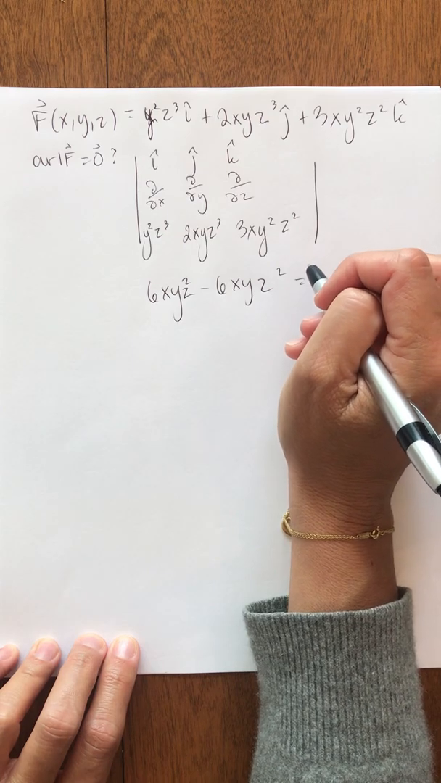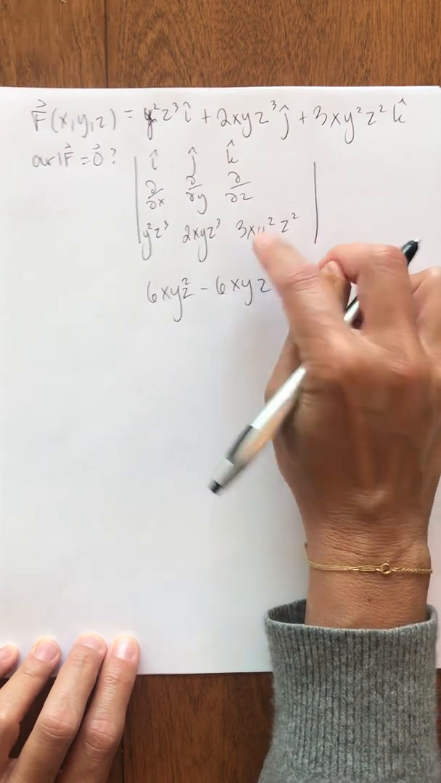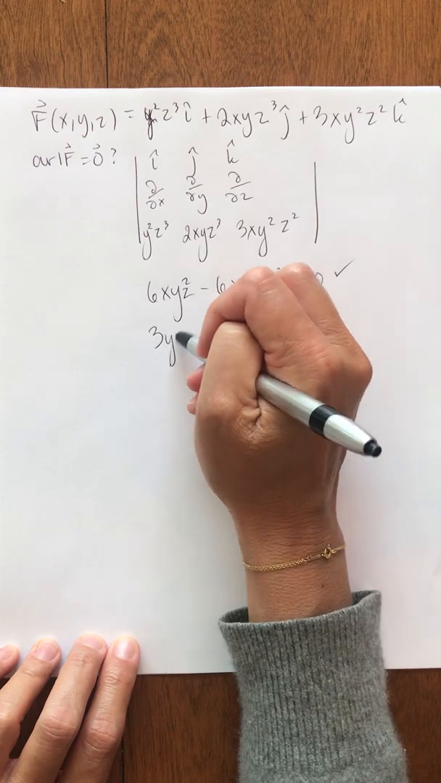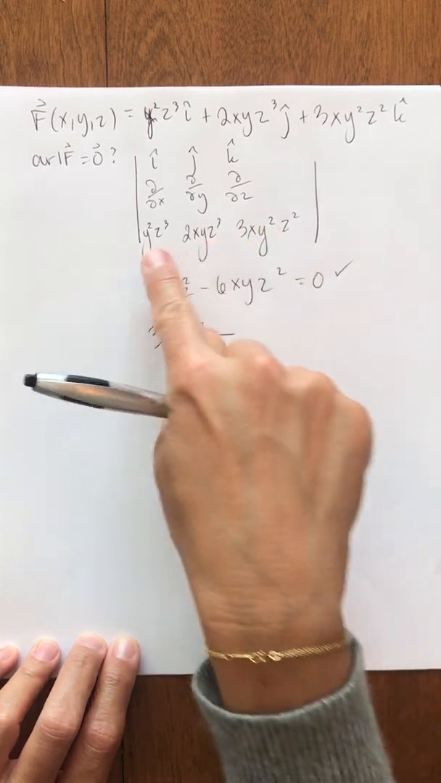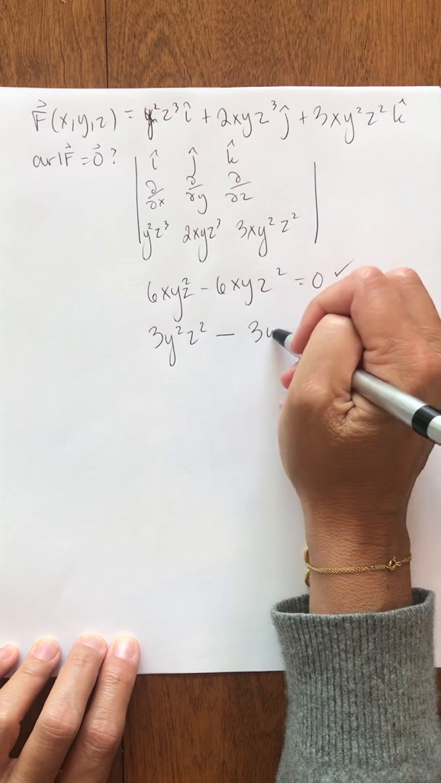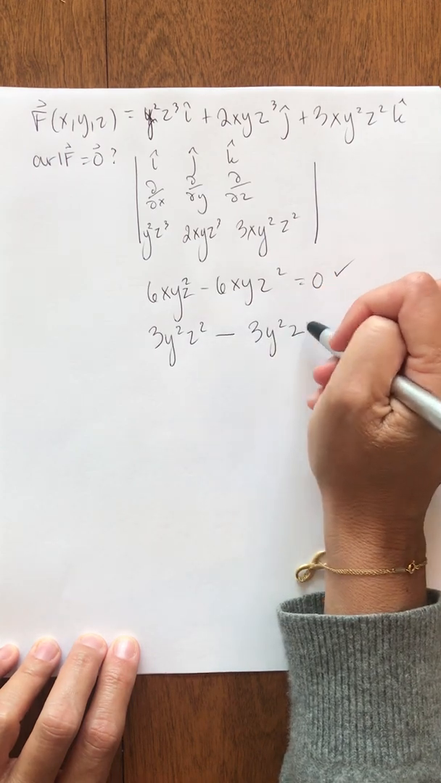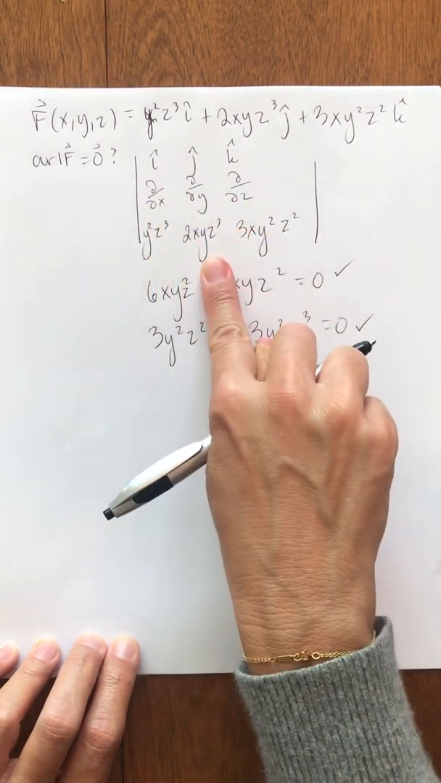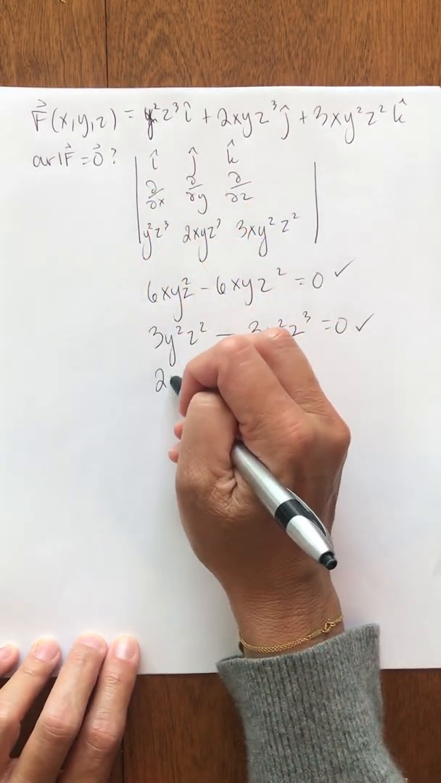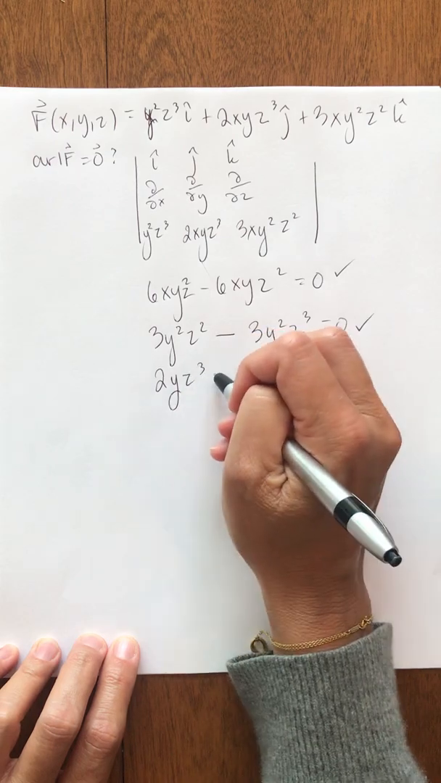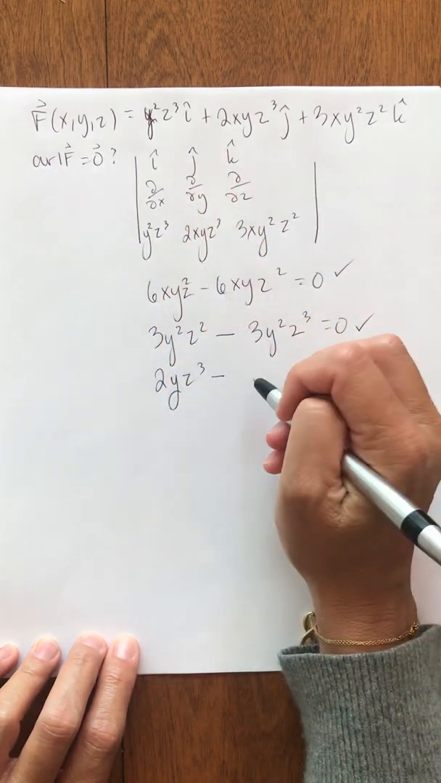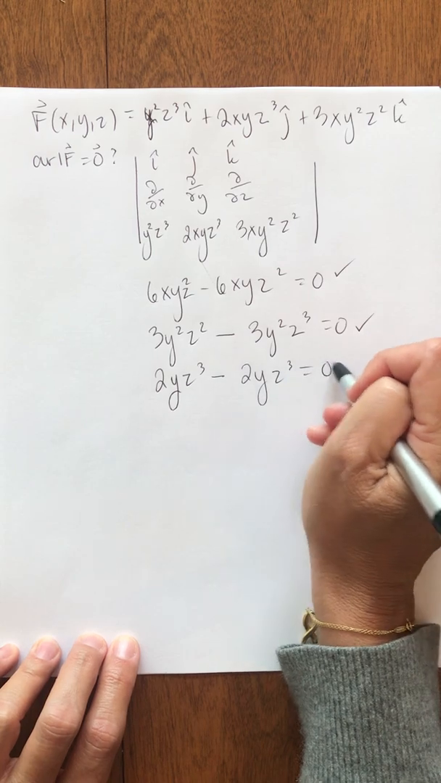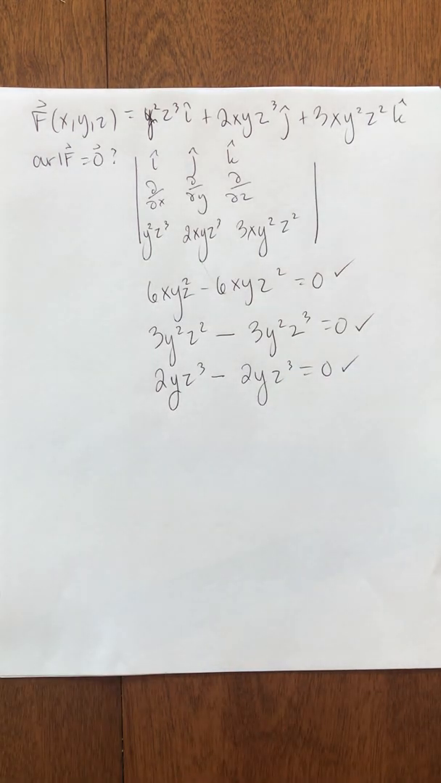In terms of j hat, I'm going to take the derivative with respect to x. So this is going to be 3y squared z squared minus my derivative with respect to z, 3y squared z squared, so this is 0, still looking good. And in k hat, I'm going to do my derivative with respect to x, so 2yz cubed minus my derivative with respect to y, 2yz cubed, which is 0. Because all of the components of curl are 0, my field is conservative, so I can find a potential function f.